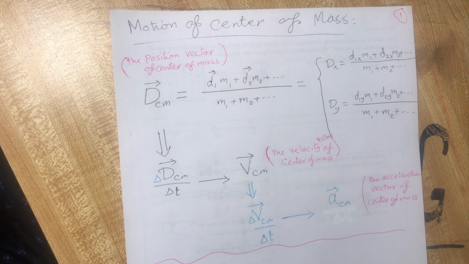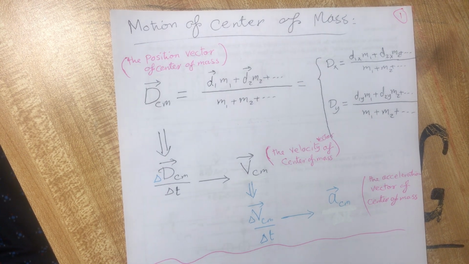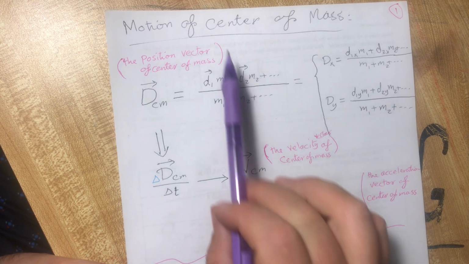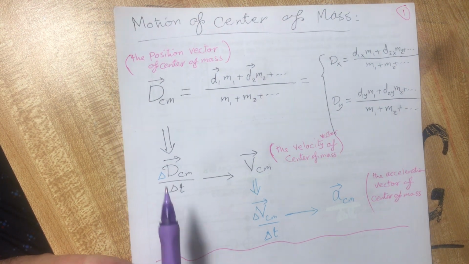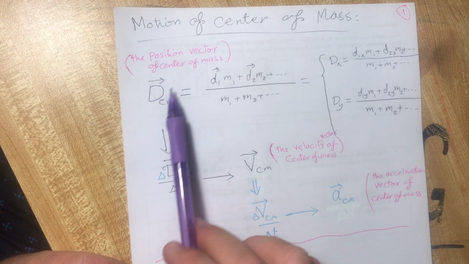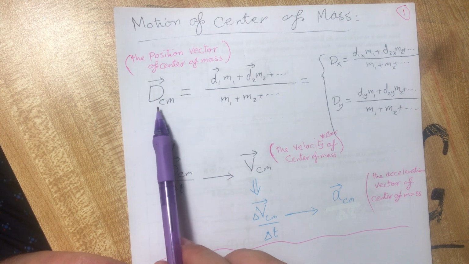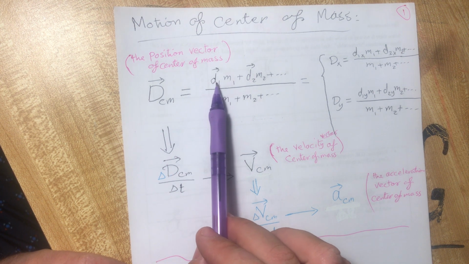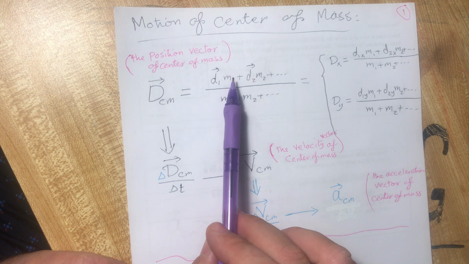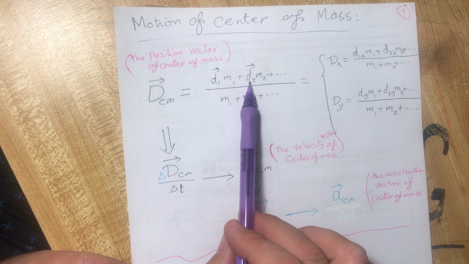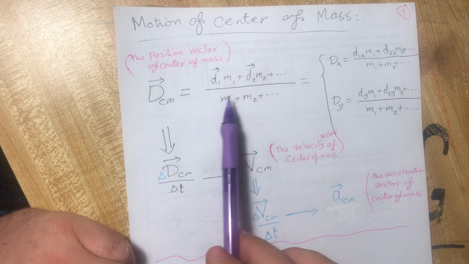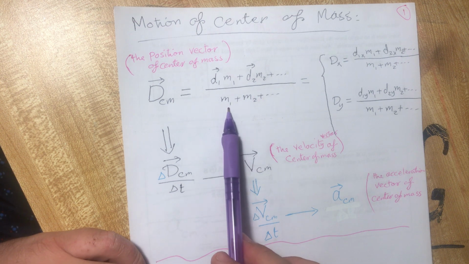Okay, students, now I'll talk about an important topic, but you need to understand it in a simple way. We will talk about the motion of the center of mass. We know that the position vector of the center of mass, name it d as a vector, is equal to the position vector of the first mass multiplied by its mass, plus the position of the second mass multiplied by its mass, and so on, divided by the total mass.